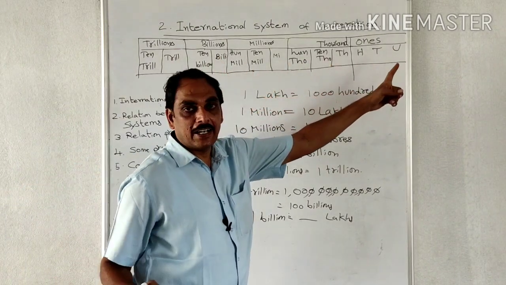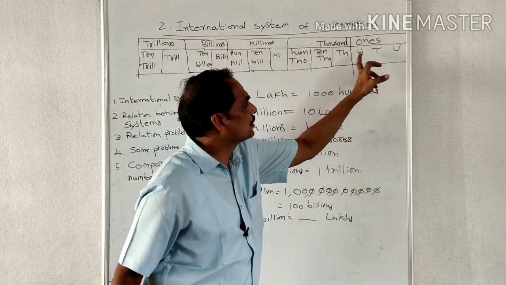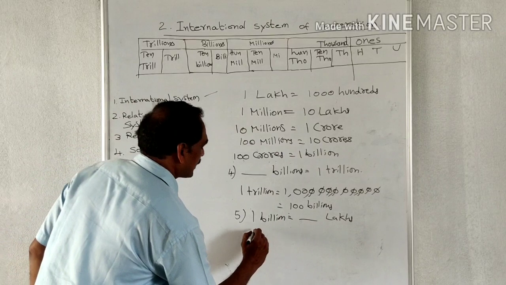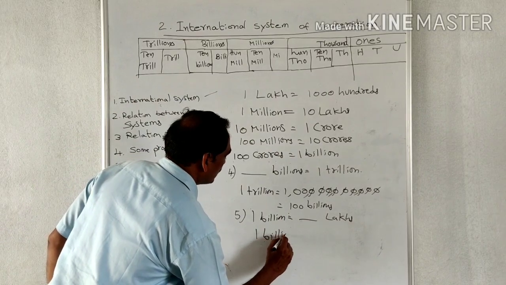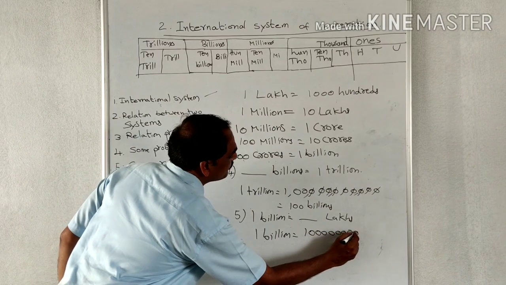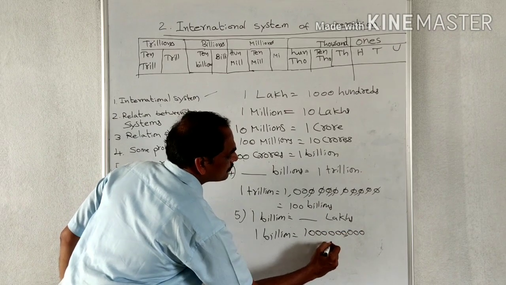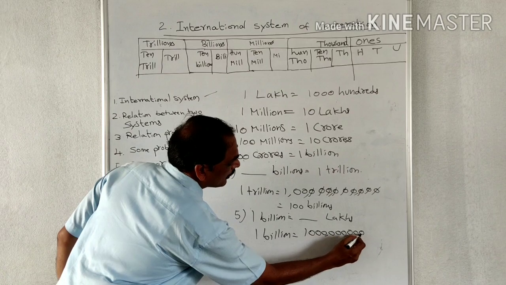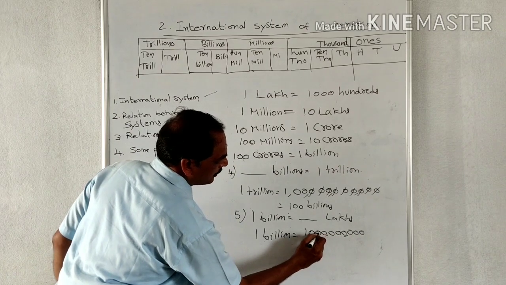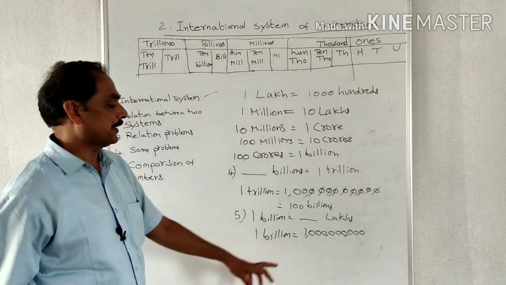So 1 billion has 10 digits. So 1, 2, 3, 4, 5, 6, 7, 8, 9, 10. So 1 billion equal to 10 digits means write 9 zeros. 1, 2, 3. Ones, tens, hundreds, thousand, 10,000, 100,000, million, 10 millions, 100 millions, and 1 billion.